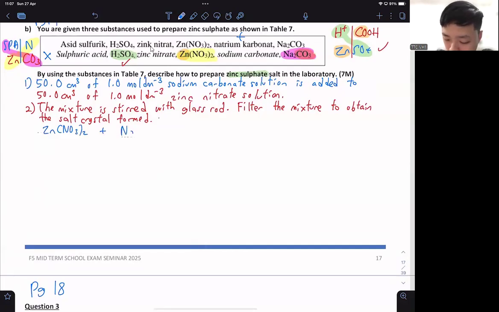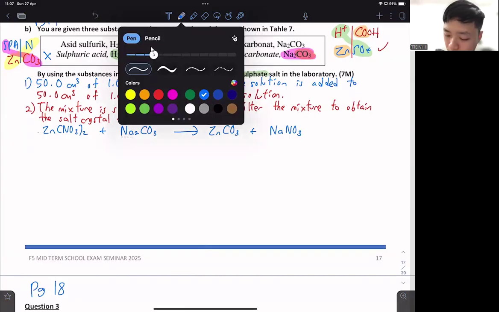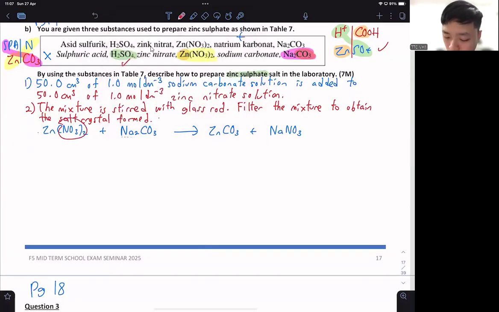plus sodium carbonate arrow, so zinc you find carbonate, Zn2+ you find CO3 2-, then Na you find NO3. And then you balance the equation. Na you got 2, NO3 you got 2, then you multiply 2.